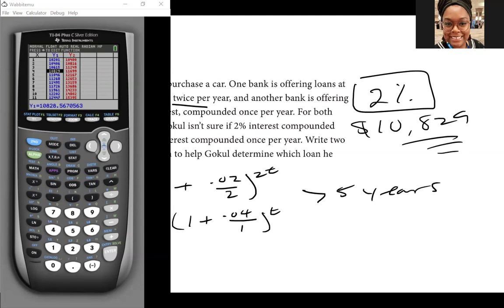Yes? No? You see it? Okay. Are we pros at compound interest? Because this is the end of the lesson. Are we pros? All right.